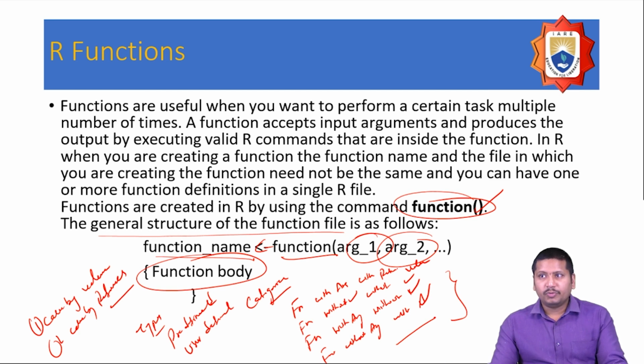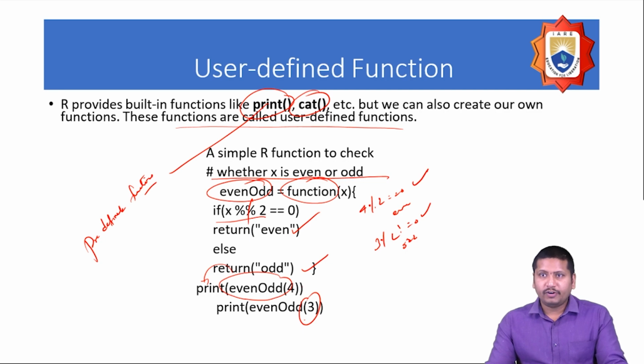like a function with argument with return value, function without argument without return value, like this. And call by value, call by reference are also the same, and the types are also different, user defined and predefined. And this is the example of user defined function.